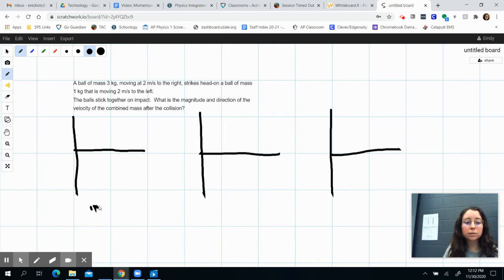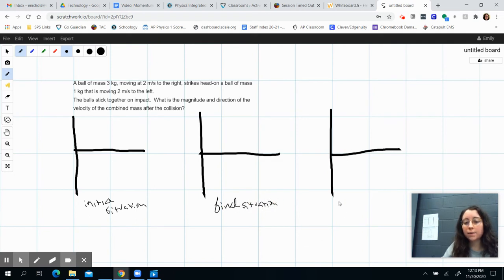So this is going to be our, oh goodness gracious, this is going to drive me crazy. Let's erase this. Let's remember this is our initial. There we go. Situation. This is going to be our final situation.